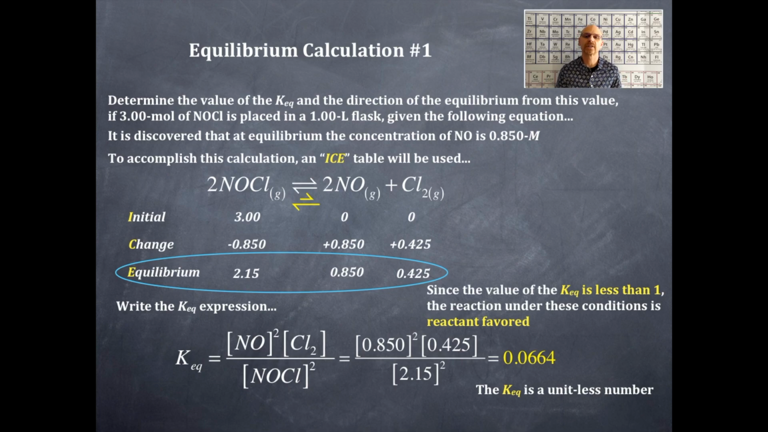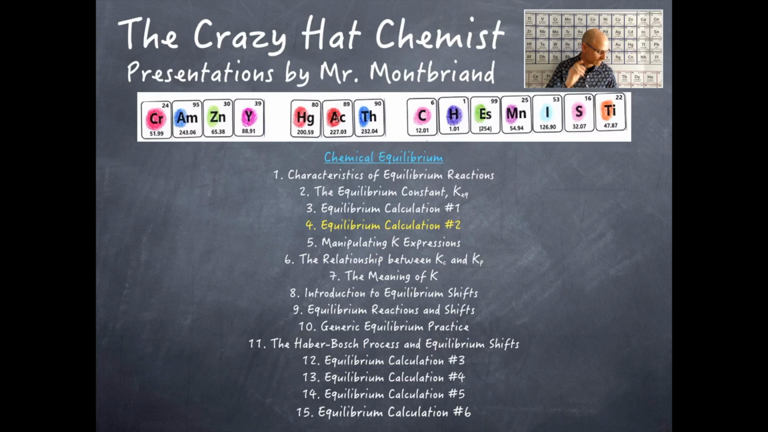The Keq values are always positive values. They're never negative, but they can have negative exponents, as this number 6.64 times 10 to the negative 2 would, or the 0.0664, same thing. Okay? All right, that is just the basics of the first equilibrium reaction.